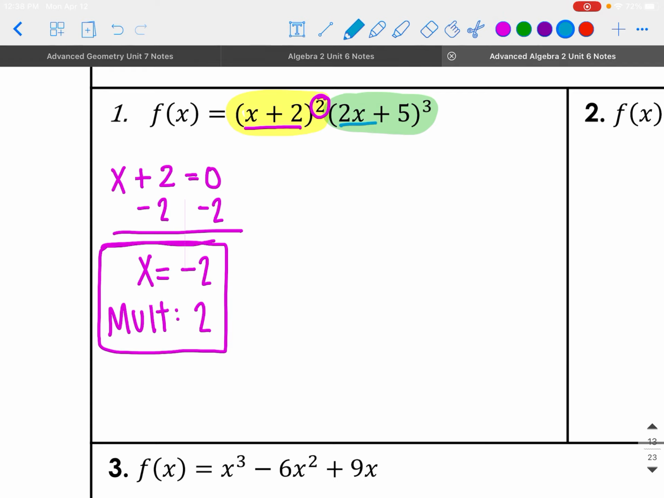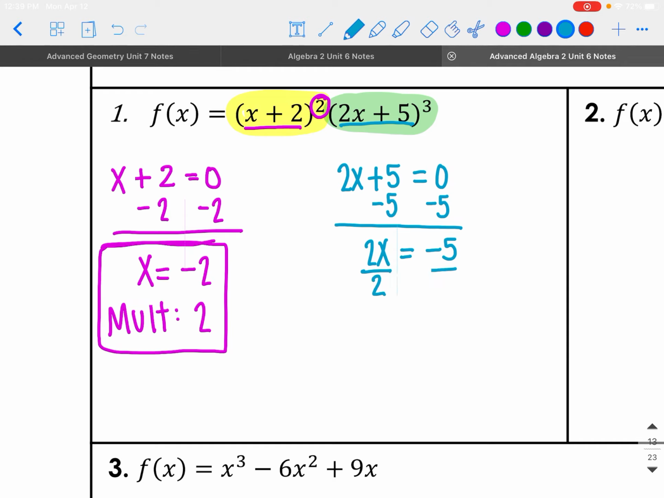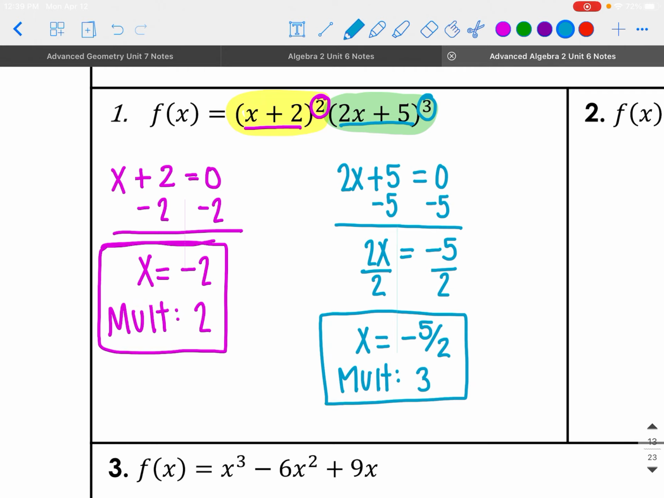And then we have 2x plus 5. Set that equal to 0. So if we subtract 5, we get 2x equals -5. And then we divide by 2. That gives us x equals negative 5/2. If you put negative 2.5, that's okay. And then the multiplicity is 3 because it has an exponent of 3.